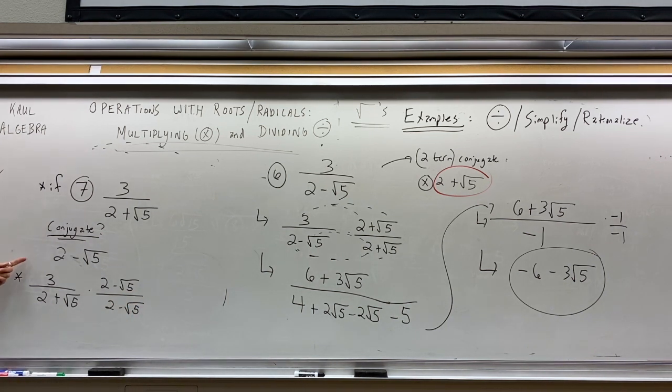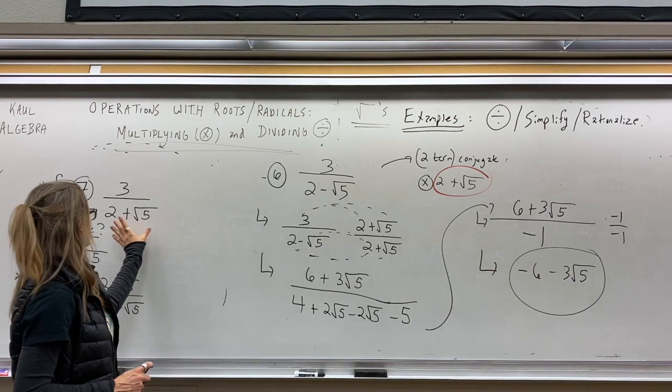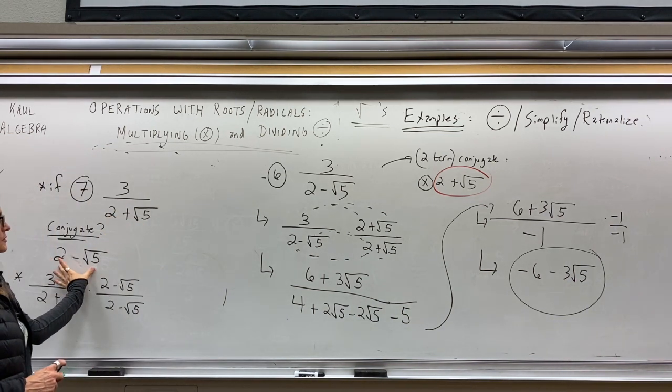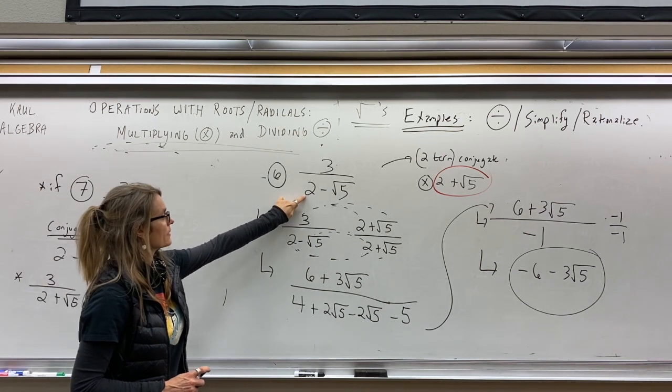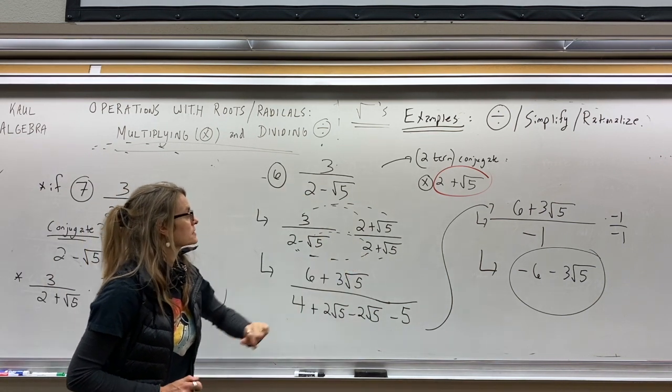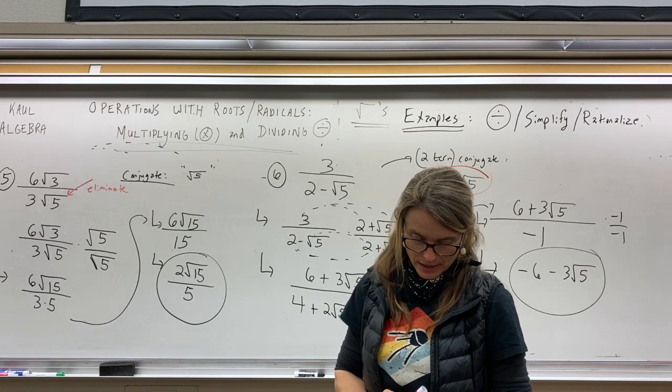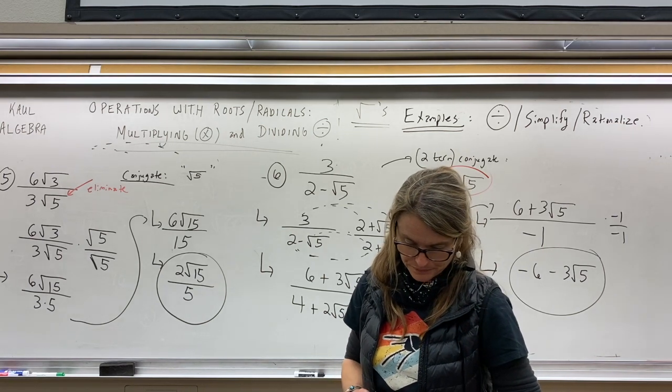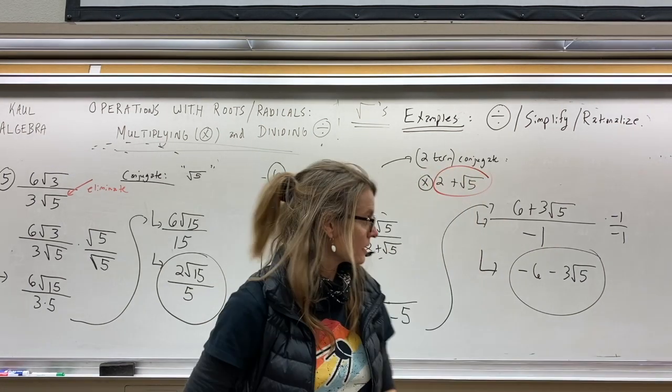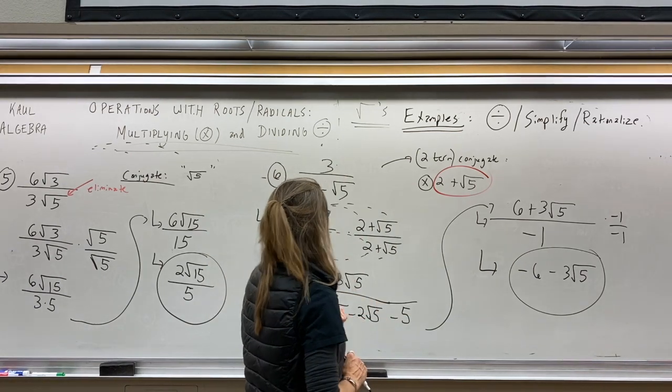So I encourage you to go ahead and simplify that and see how it works. So this will have the 2 minus square root of 5 conjugate, whereas this one will have the 2 plus square root of 5 conjugate. Okay, and I think that is it for now. We could get more practice on these, but that's the basic idea.